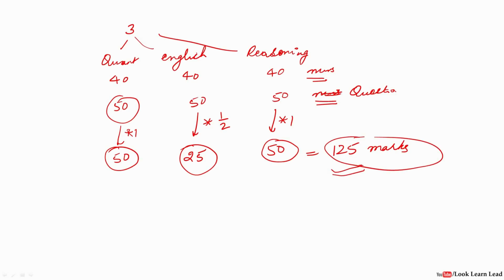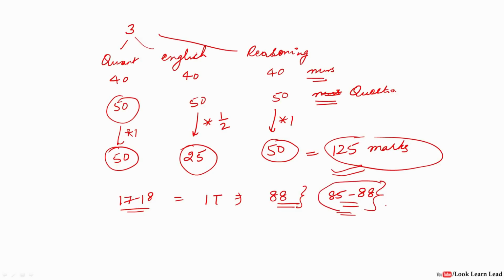The total marks is 125, and the last year cutoff, in 2017-18, for IBPS SO IT Officer was around 88 for the general category. So you can say you have to score around 85 to 88 marks out of 125. It is a very tough task actually, because scoring 88 marks is not that easy.